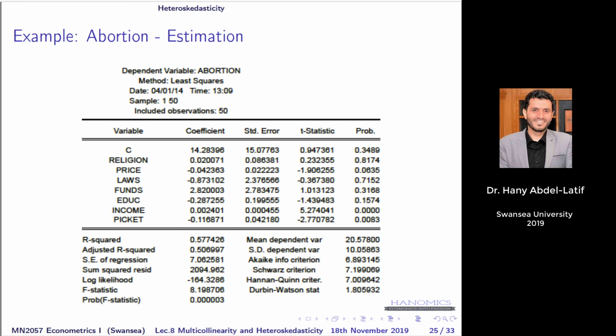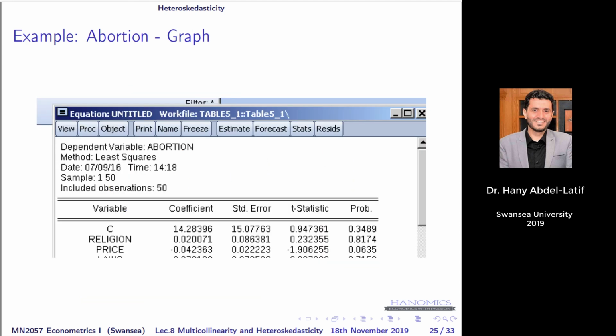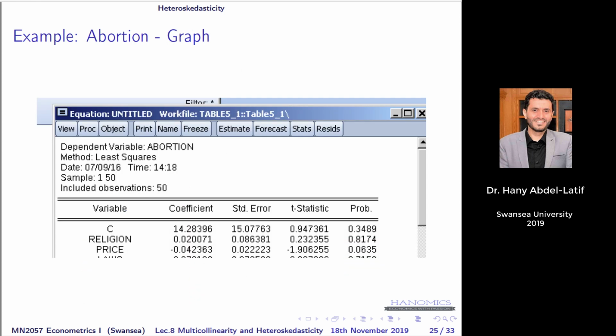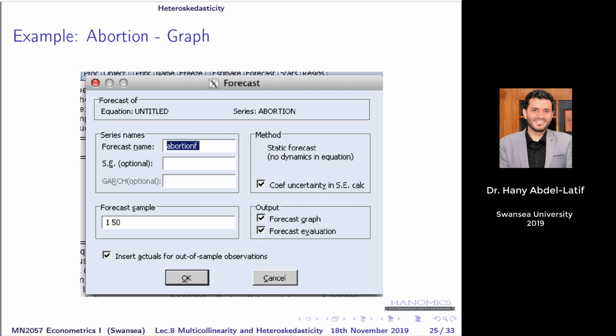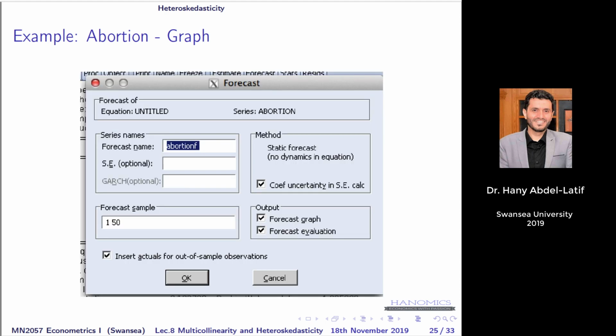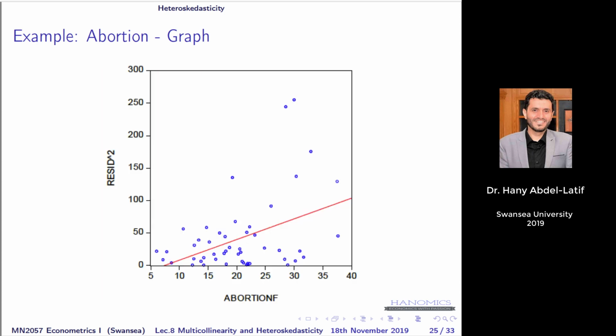One way to test that is to plot the graph: get the residual from this estimation and plot it against y hat. To do that, I went to the tab on the top after the estimation, went to forecast, and got the predicted value, which is the predicted abortion rate. I call it abortionF, you can give it whatever name you want, and then I plot this variable against the residual square.